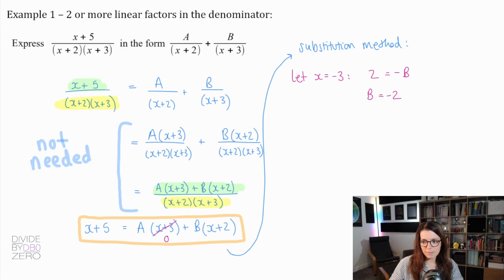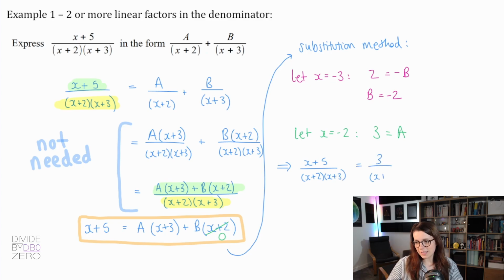Now, if we think about how to make the other bracket equal to 0, that would be if x was -2. If we sub that in, we actually get a is 3 straight away. Therefore, the final answer is that (x plus 5) over (x plus 2)(x plus 3) can actually be written as 3 over (x plus 2) minus 2 over (x plus 3). And that's it for the partial fractions.